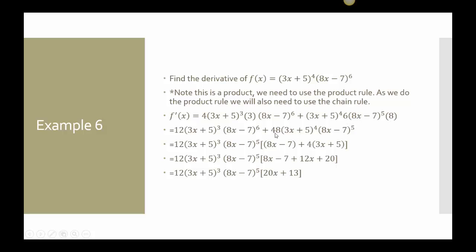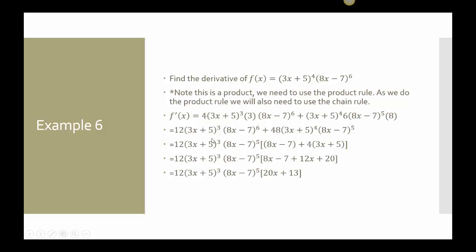Okay. After I do that, I start going, okay, well, what do they have in common? The 12 and the 48, they have 12 in common, so I'm going to factor out a 12. 3x plus 5 is in both terms, and I look at the powers 3 and 4. I can take out the smaller power, which is 3. And the 8x minus 7, again, I can take out the smaller power, so I go 6 and 5. That gives me 5. Okay, so you're always looking for what do they have in common, and then you take out as much as you can, which is usually the smallest exponent.